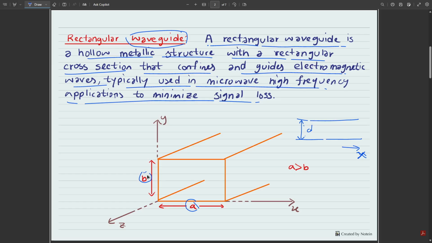So our equation calculation becomes a bit more complex than the parallel plate waveguide. We have to consider everything. In the previous case, if it was in the x direction, then the derivative in x direction becomes 0, so it becomes very easy. But in case of the rectangular waveguide, it will be a bit complex.